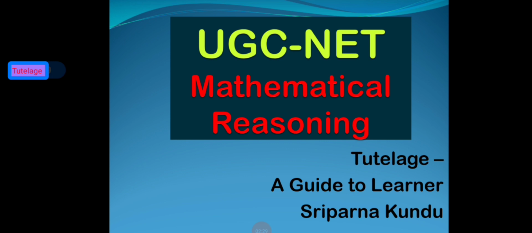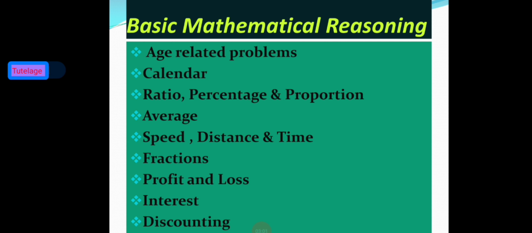So learner, mathematical reasoning and aptitude includes some topics such as coding, decoding, blood relations, direction, series, and mathematical reasoning. But today we are going to discuss only the mathematical reasoning part, and we all know these topics are an important part of paper 1 of the NTA UGC NET exam, and with consistent practice you can score full marks in this examination. So move on to the next slide, and here we can see basic mathematical reasoning.